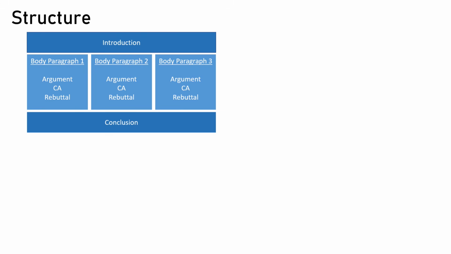There are a couple of different ways you can structure your essay when you include those three elements. One way is to have your introductory and concluding paragraphs, and each body paragraph will include an argument, counter-argument, and rebuttal. I would recommend this method if you are writing counter-arguments that are highly specific and highly targeted to the points that you are making within each body paragraph.